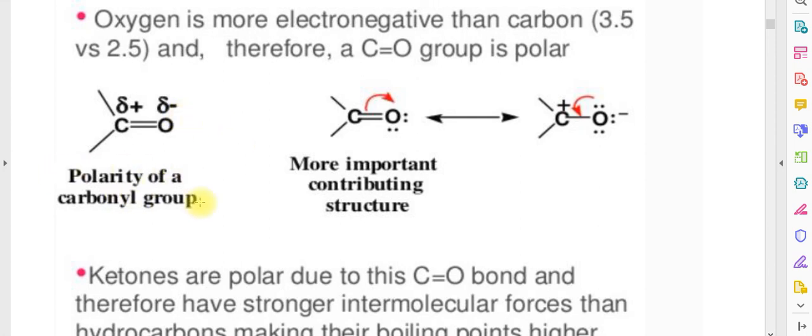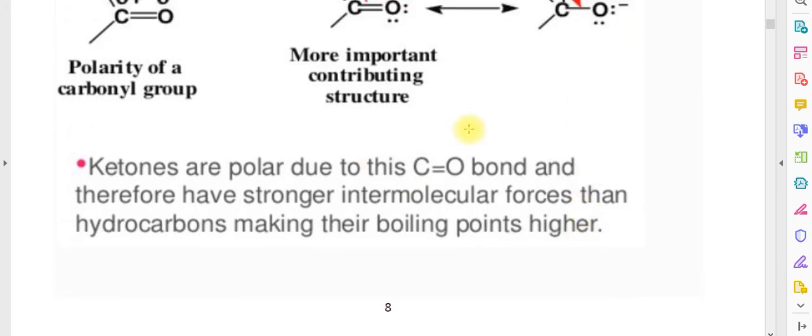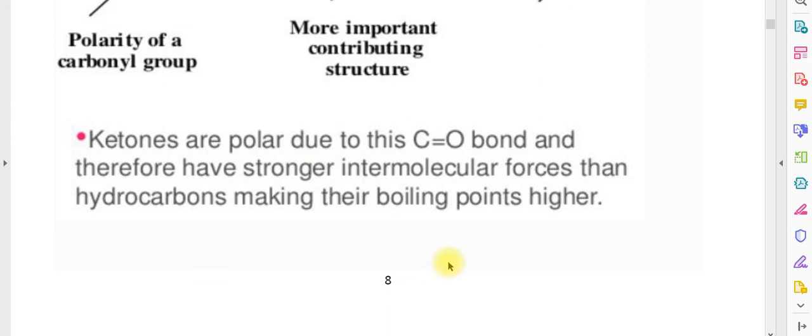So the polarity of the carbonyl group is shown here, and the more important contributing structure is this. That means the bond is shifted to here, and therefore the carbonyl carbon exists with a partial positive charge, and the oxygen exists with a partial negative charge. Ketones are polar due to this C double bond O bond, and therefore have stronger intermolecular forces than hydrocarbons, making the boiling points higher.